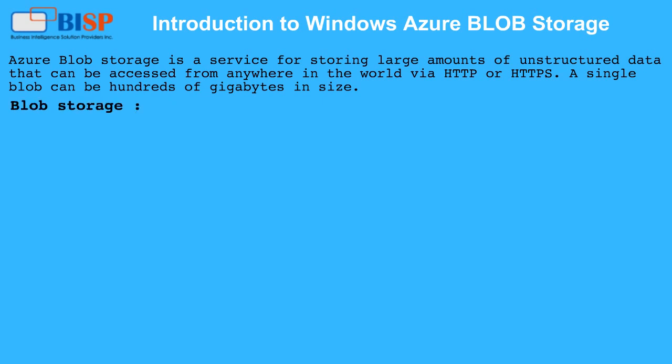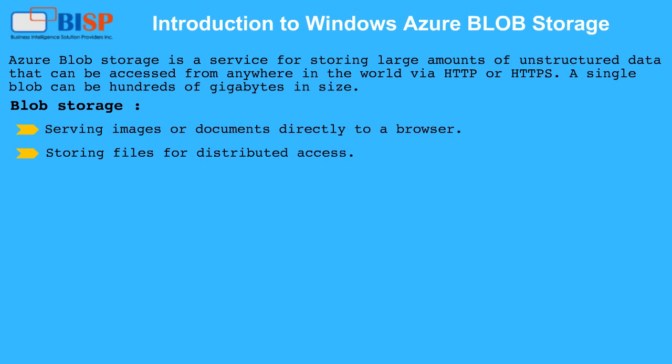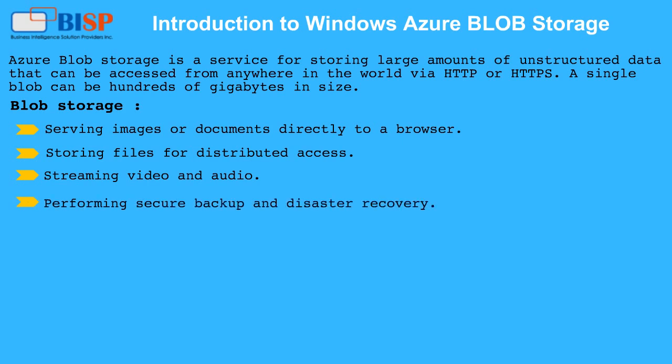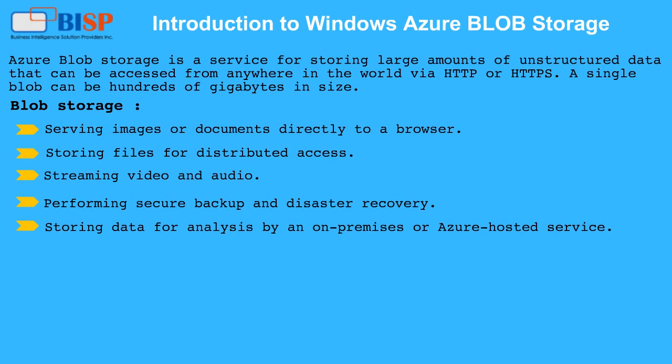Blob storage: serving images or documents directly to a browser. Storing files for distributed access. Streaming video and audio. Performing secure backup and disaster recovery. Storing data for analysis by an on-premises or Azure-hosted service.